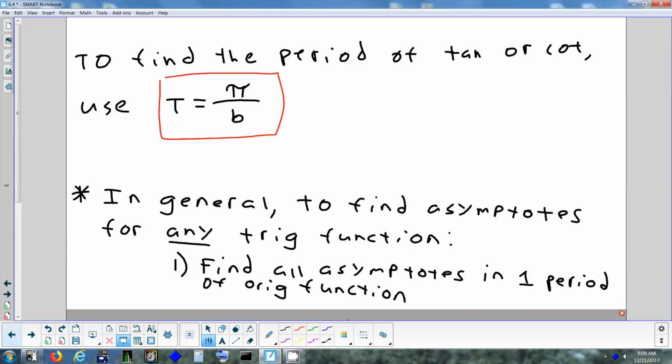So the way you do it is first find all the asymptotes in one period of the original. You don't need to find asymptotes outside of one period, because if you find everything in one period, that describes the function. Because outside of that, it's just going to repeat the same behavior.